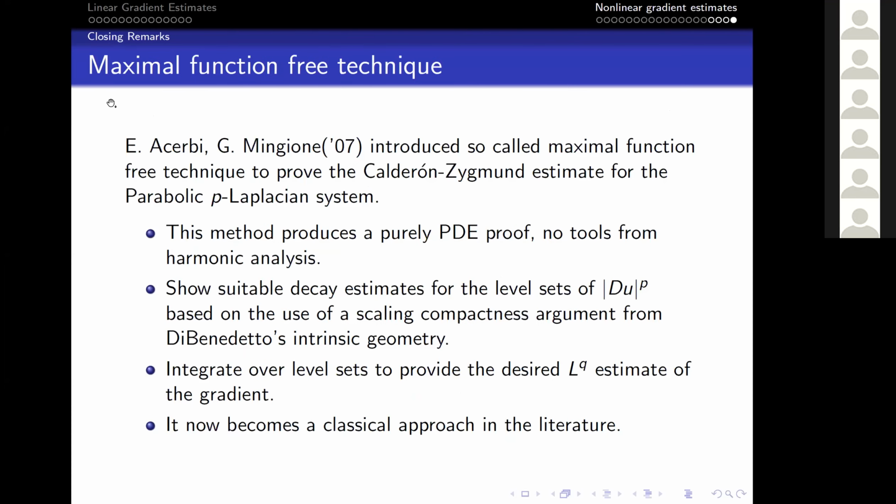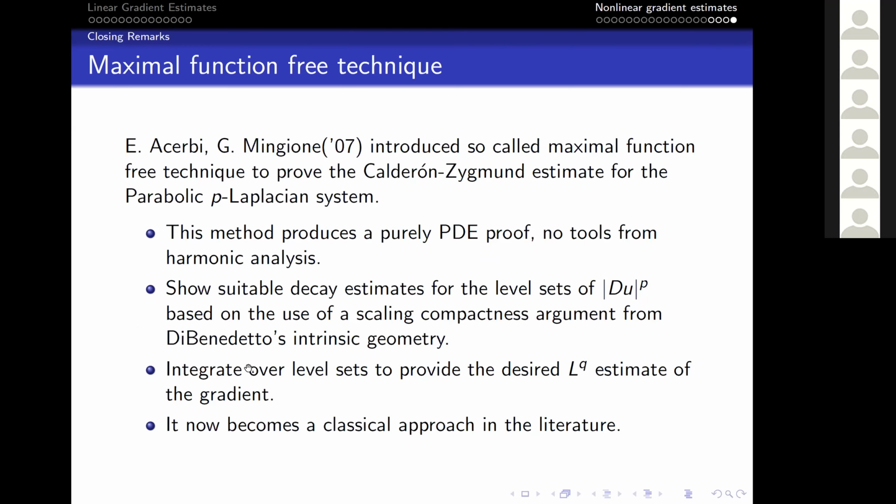Okay. And then here come the maximal function free techniques. In 2007, Acerbi and Mingione introduced the so-called maximal function free technique to prove the Calderon-Zygmund estimate for the parabolic p-Laplacian systems. The good thing about this approach is that this method produced a purely PDE proof, with no tools from harmonic analysis, and shows a suitable decay estimate for the upper level set of this gradient of u, not the maximal function, based on the use of a scaling compactness argument.